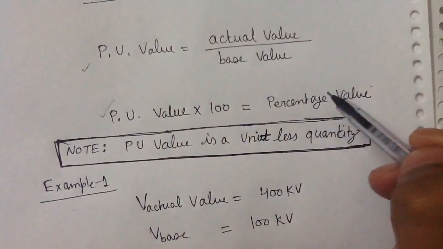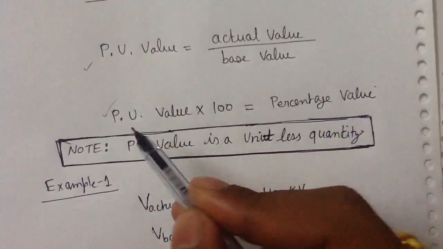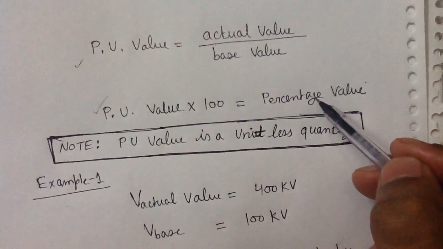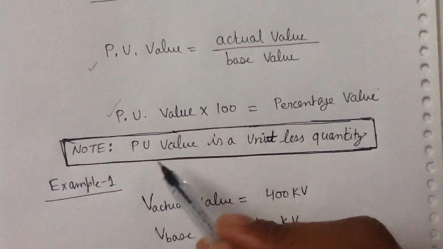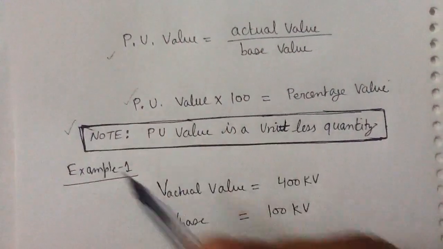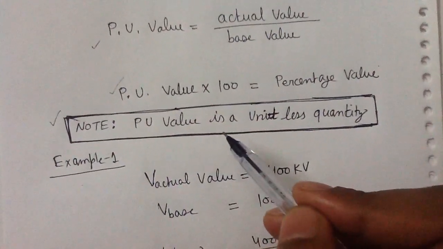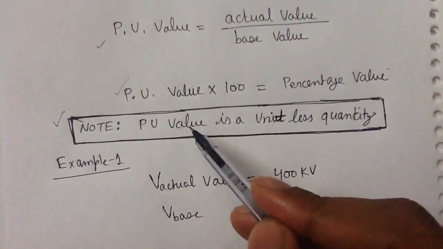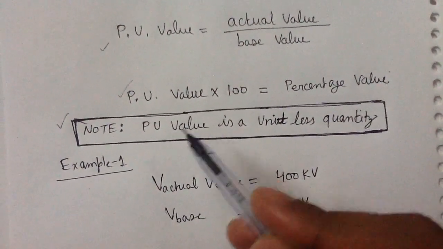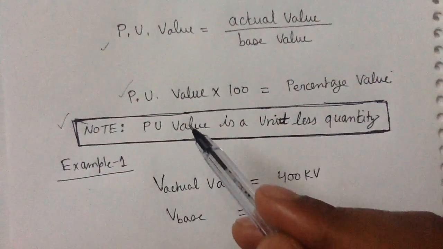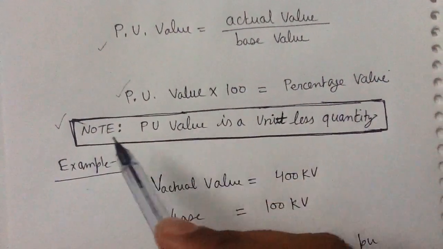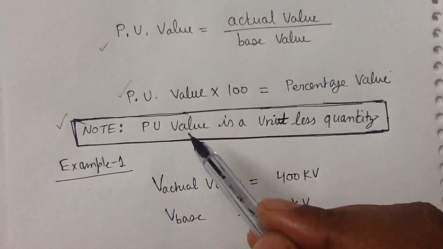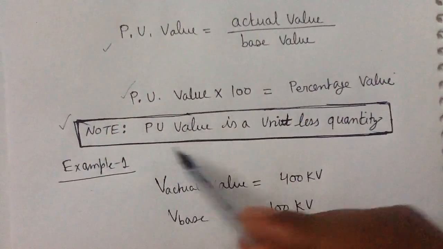Sometimes the percentage value will be given to you and you have to find the per unit value. So divide the percentage value by 100 and you will get the per unit value. Remember the third point, the per unit value is a unitless quantity. The per unit value does not have any unit. It will not have any unit.